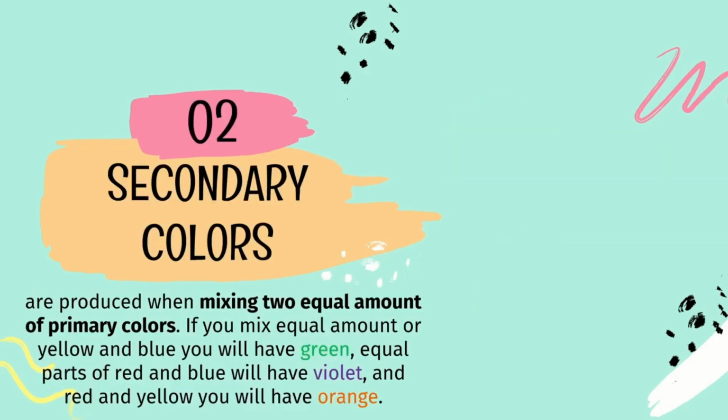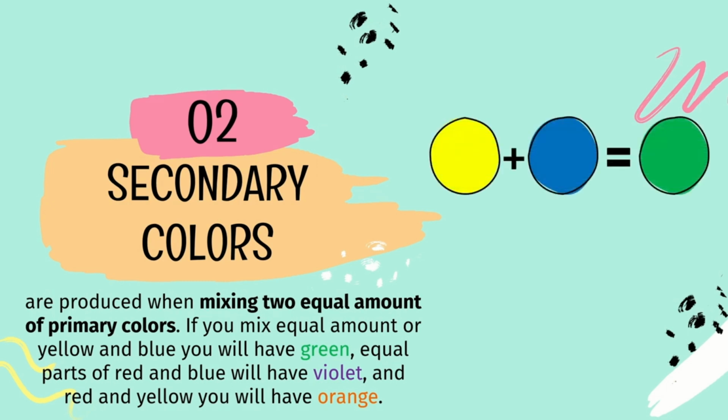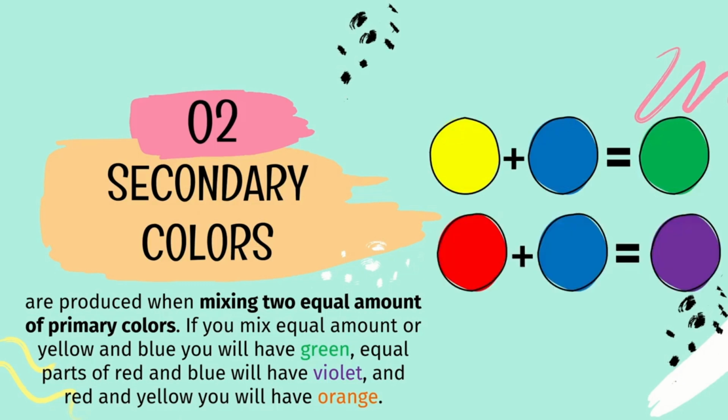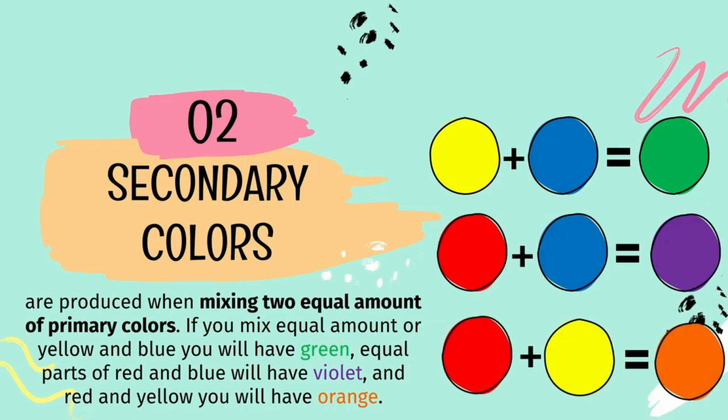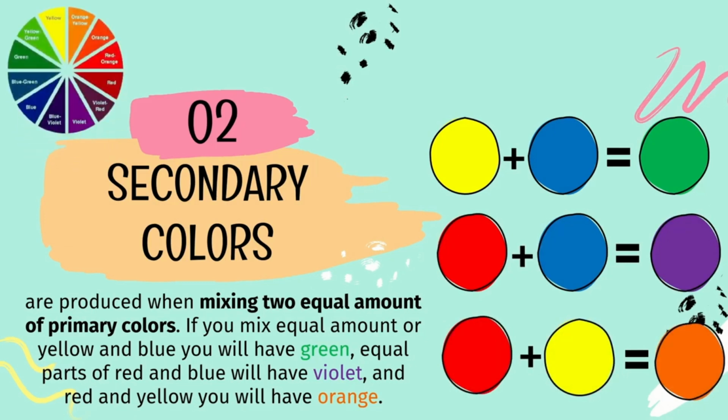Second is the secondary colors. These are produced when mixing two equal amounts of primary colors. If you mix equal amounts of yellow and blue, you will have green. Equal parts of red and blue will have violet. And red and yellow, you will have orange. Look at the color wheel. You will find these colors, which are the secondary colors.